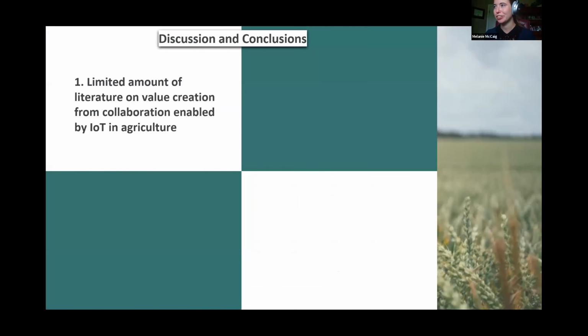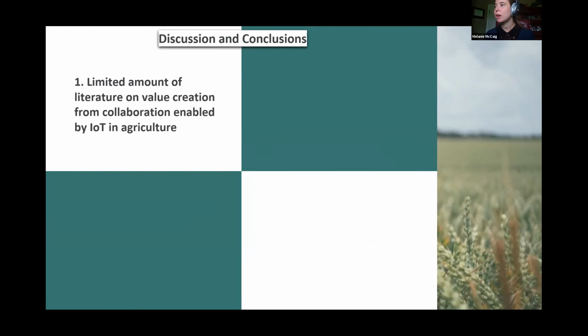So, discussion and conclusions. The scoping review aimed to answer the research question, what does the literature tell us about value creation from collaboration enabled by IoT in agriculture? The results revealed multiple insights about the field. First, as you can see on the top left, there is a limited amount of literature on value creation from collaboration enabled by IoT in agriculture.